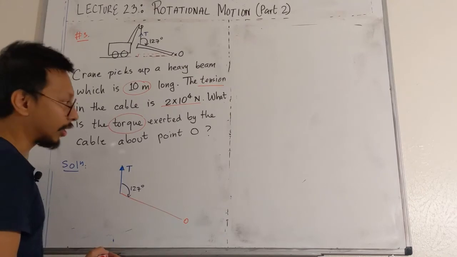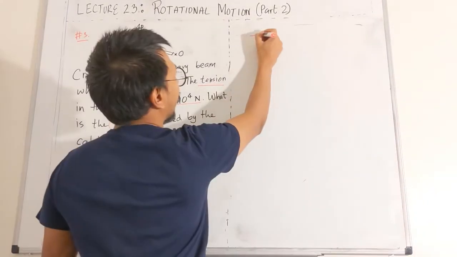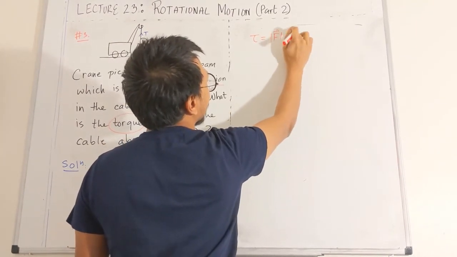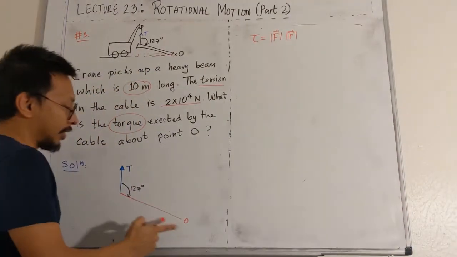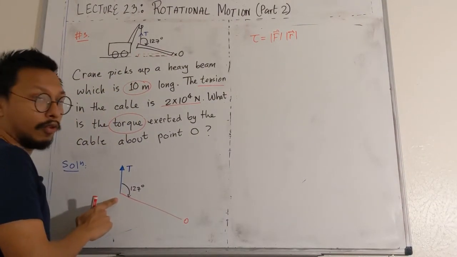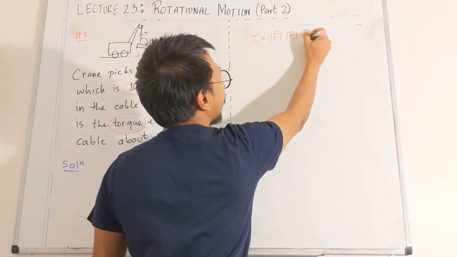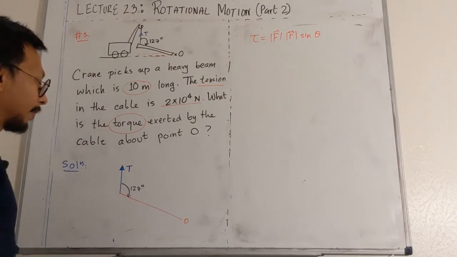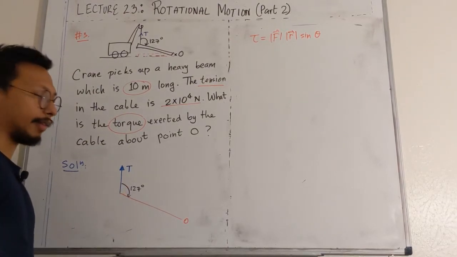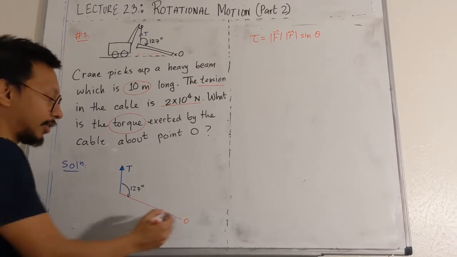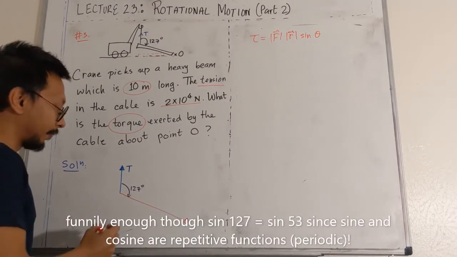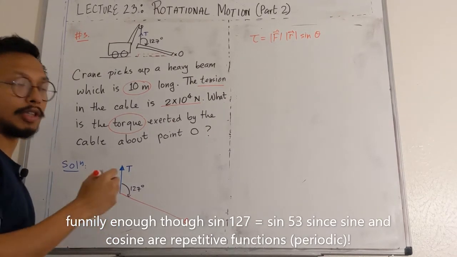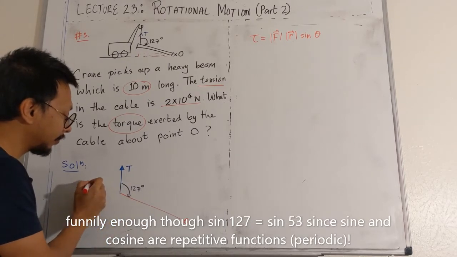And how do we define torque? Torque is defined as the magnitude of the force causing the torque times the distance from the fixed axis position to the force application point times the sine of the angle between the force and this r, the line connecting the fixed axis to the force application point. So what should that angle be? Should that be 127? No, we learned that theta is always between 0 and 90. So what is the angle then?